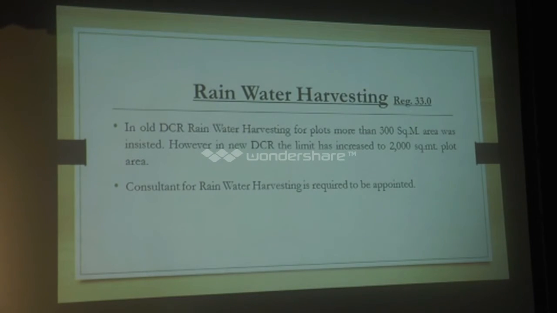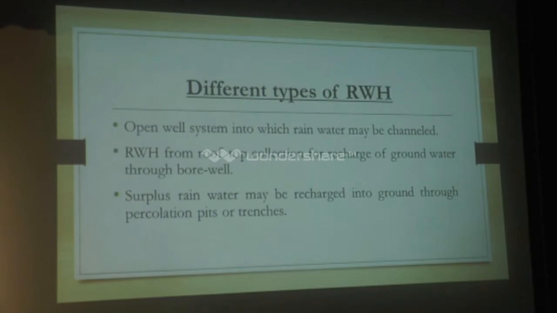Rainwater harvesting, regulation 33. Earlier in the regulation, it was mandatory for a 300 square meter plot. Now they are going to 2000 square meter area. A consultant is required for this. Next. There are different types of rainwater systems. Open well system where rainwater can be channelized, or rainwater harvest system from collection, or surplus rainwater will be used for recharge of groundwater through percolation fields.